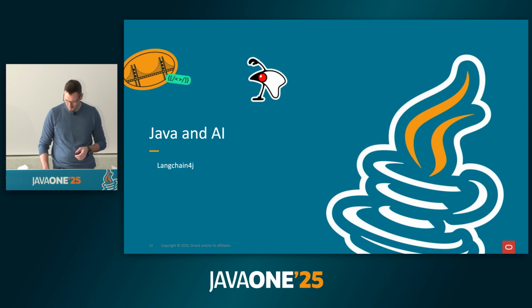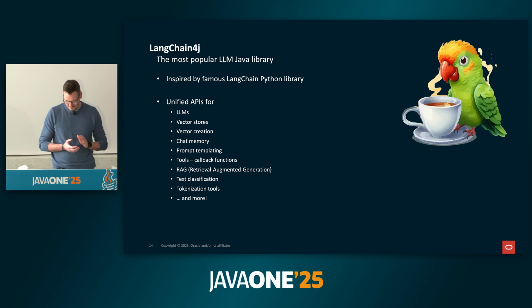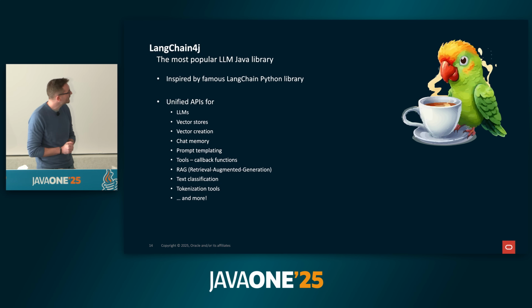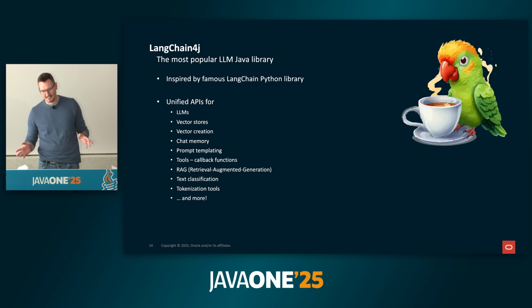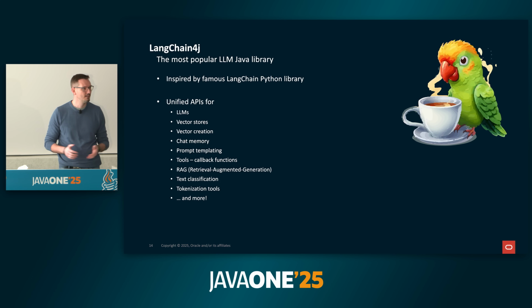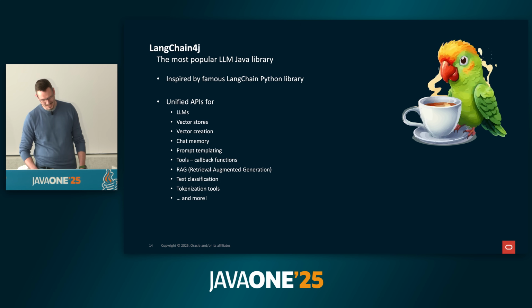So if you know what Helidon is, of course we will be talking about LangChain4j, right? I can safely say that LangChain4j is the most popular library for using LLMs in Java right now. Is there someone who would disagree with that? No one. Good, awesome. I was expecting some resistance.